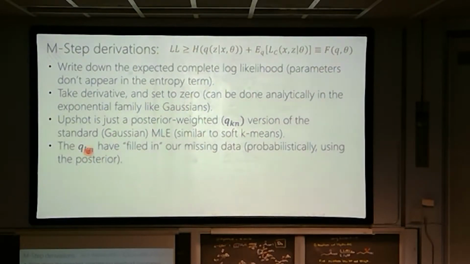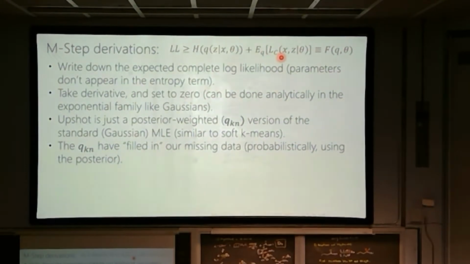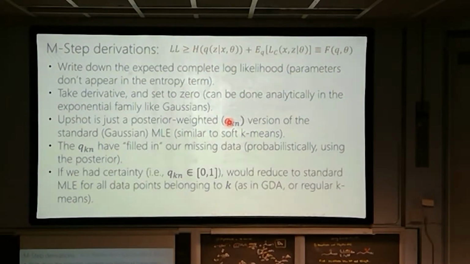And just to emphasize, these Q fill in the missing data, and when we turn the crank through all this, what we end up doing is weighted maximum likelihood with these filled in data. And that's where it comes from: the expected complete log likelihood in this formulation. And if we had certainty on these Q, then it would just reduce to the standard MLE for all the points belonging to that component.